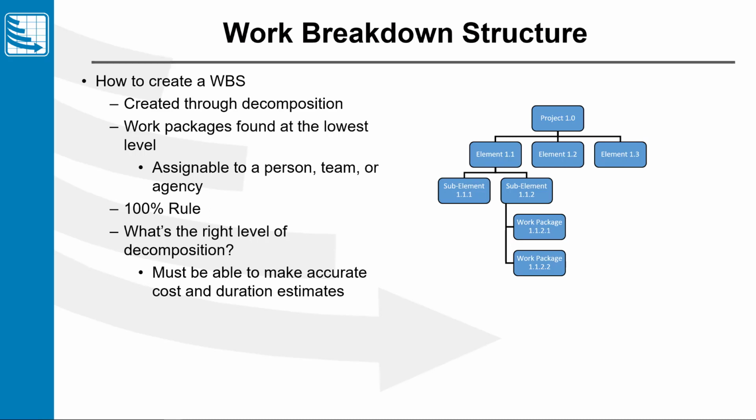Now, as we break the project down and deliverables down, what is the right level of decomposition? How far down, how small do we want to make these pieces? And the answer is we want to be able to make accurate cost and duration estimates. If I can look at an element and if I can estimate how long it's going to take and how much it's going to cost to produce or support, I'm at the right level. If I can't, then I need to break it down one more level or two more levels until I can answer that question.